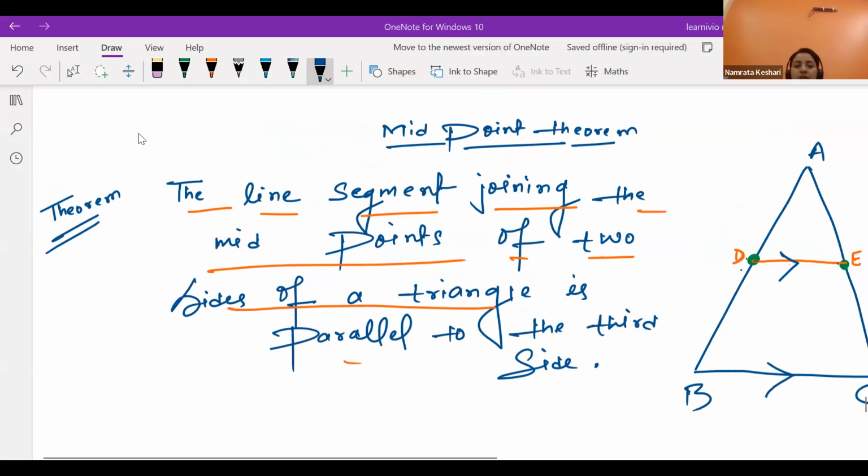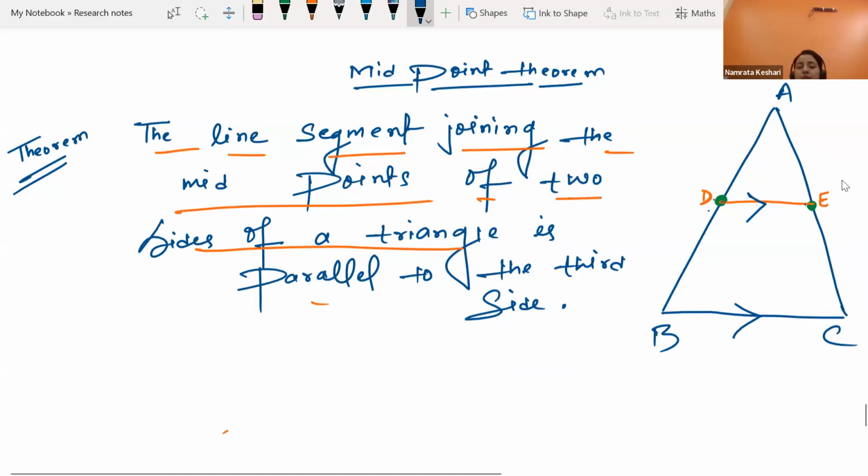Okay, so I was explaining midpoint theorem. The statement says, if you are having a triangle, and suppose D is the midpoint of side AB and E is the midpoint of side AC, and if you join these two midpoints, you will be getting a line which will be parallel to the third side, that is BC of the triangle. The line joining the midpoints of two sides of a triangle will be parallel to the third side. Let's prove it.